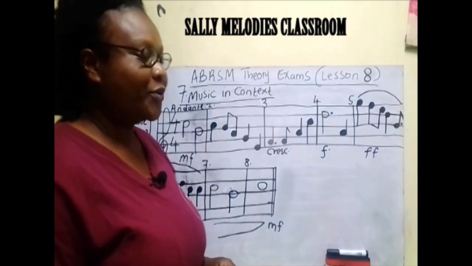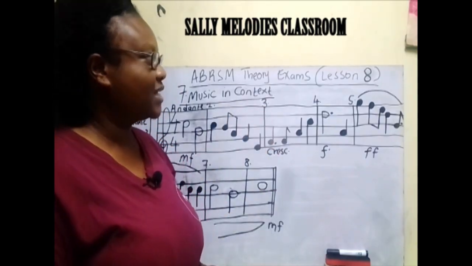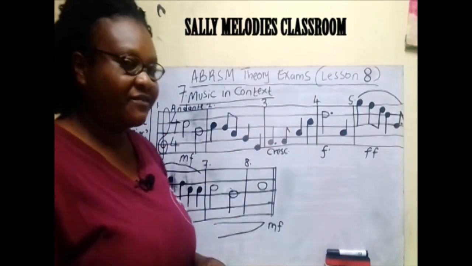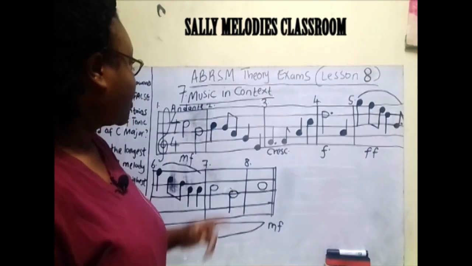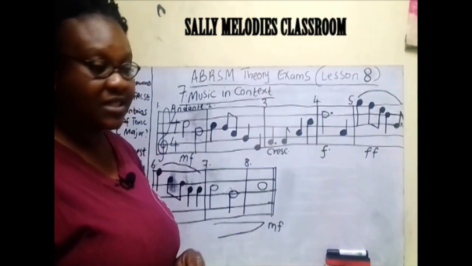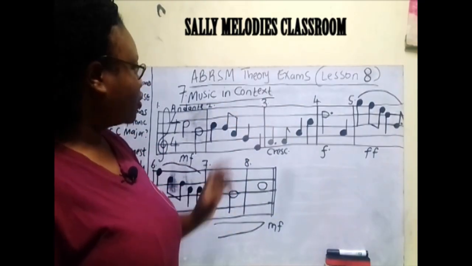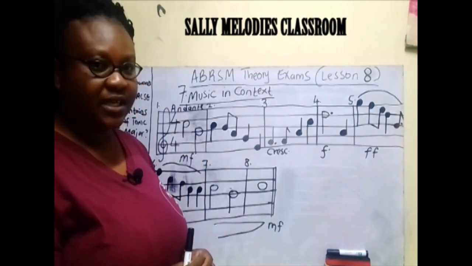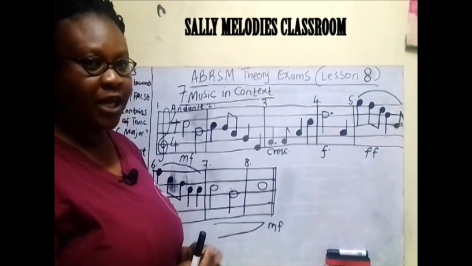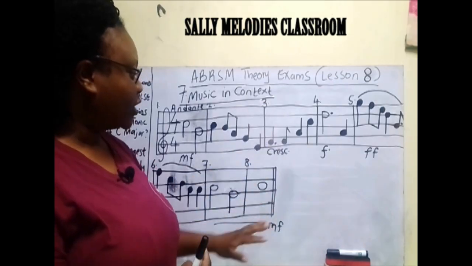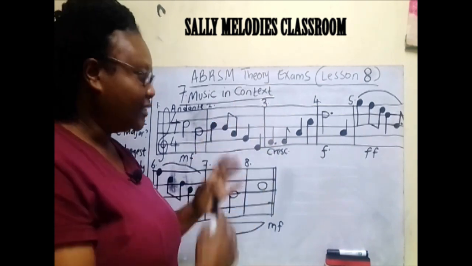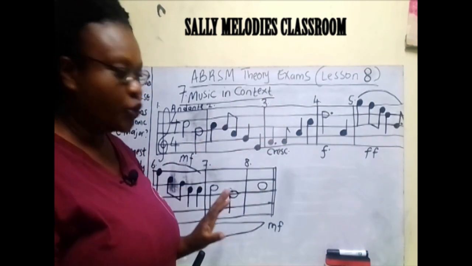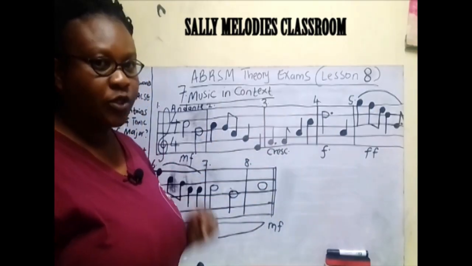We are winding up on ABRSM theory exams. This is our lesson 8 and we are in question 7 of the exam. Question 7 comes in this setup, music in context. This is whereby you are given a piece of music, at least an 8-bar melody, and then you are told to study the melody very carefully, and then they are going to ask you questions on this melody.